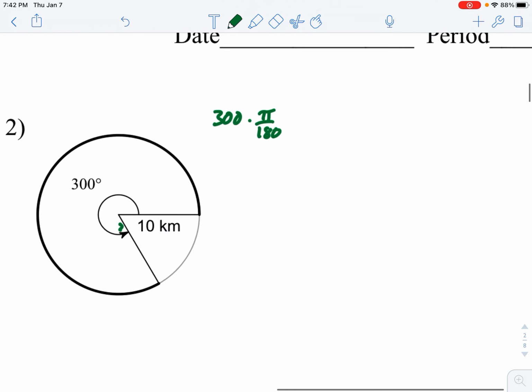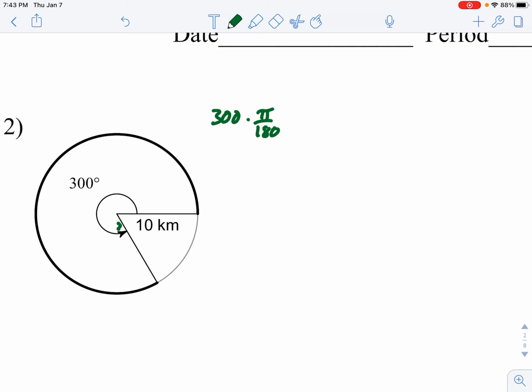Okay, so 300 times pi over 180. If you simplify this, hopefully you know the zeros can cancel. 30 and 18 are left over. You can divide those both by 6, right? 6 goes into 30 5 times, 6 goes into 18 3 times. So this is 5 pi over 3.